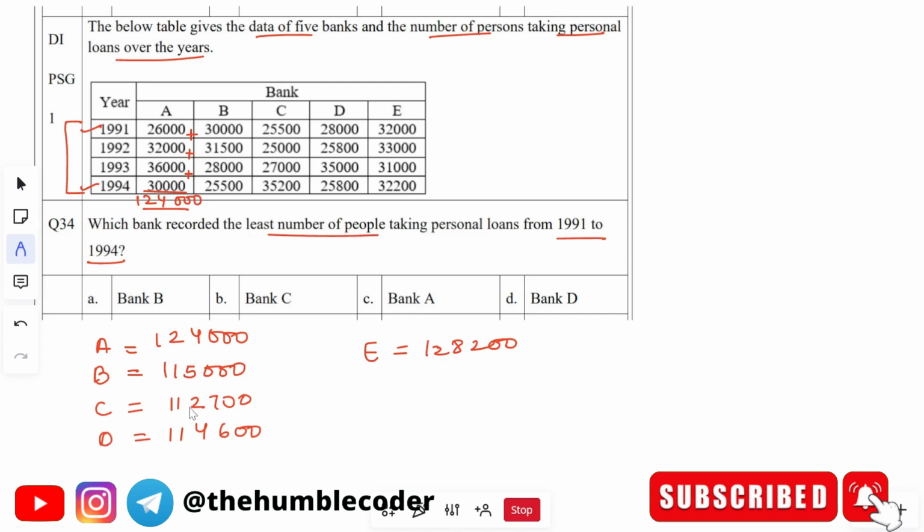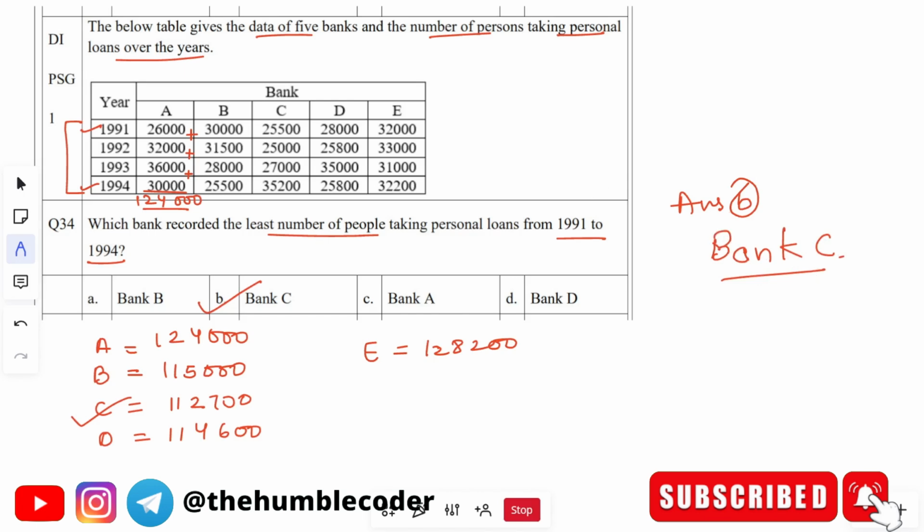So see, you have to check it one by one and you will find out that C has the least number of people that has taken the loan from the bank from year 1991 to 1994. That is why the correct answer for this question is going to be option number B, that is bank C. Hope you have understood it. Question was easy, but you have to focus and do a bit of calculation, otherwise your answer can come wrong.